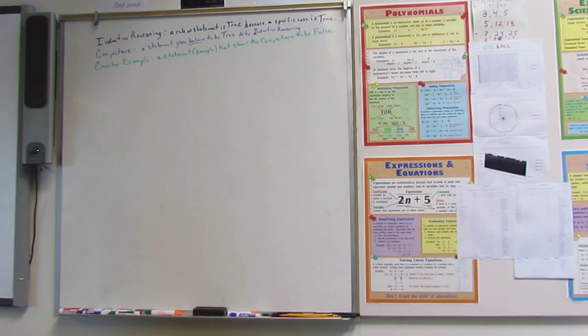A conjecture is a statement you believe to be true due to the inductive reasoning. Okay? So a conjecture is something you believe to be true. If I jump up, then I will come down. It's reasonable to think that that's true, right? Why? What inductive reasoning lets you believe that that's true?